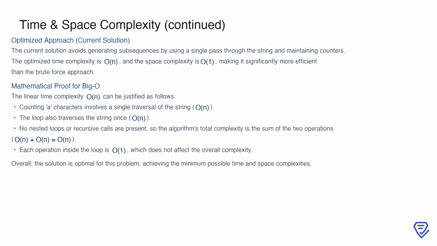Since there are no nested loops or recursive calls, the total complexity is simply the sum of these operations, O(n) plus O(n), which simplifies to O(n). Furthermore, all operations inside the loop, such as comparisons and variable updates, are constant time operations, or O(1), and do not impact the overall complexity. Overall, this solution is optimal for solving the problem with the minimum possible time and space requirements.